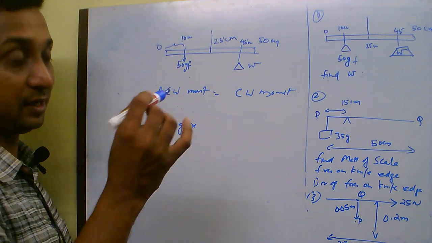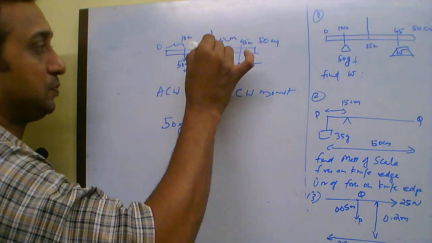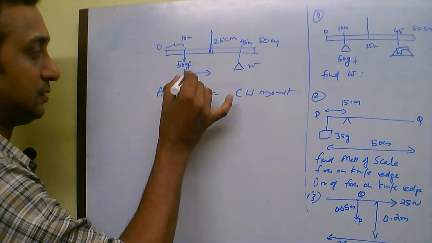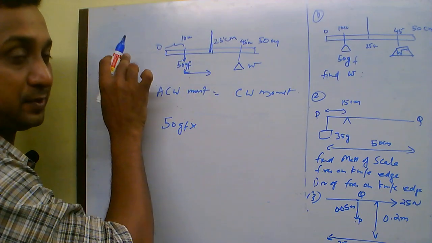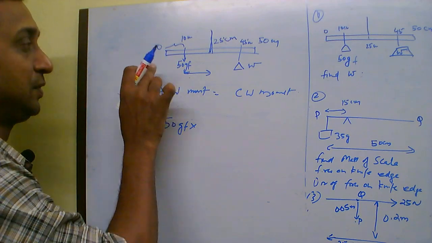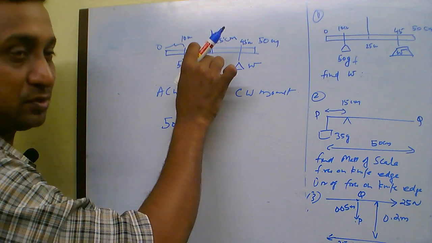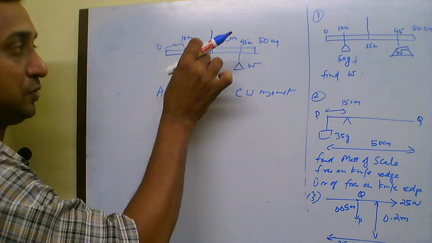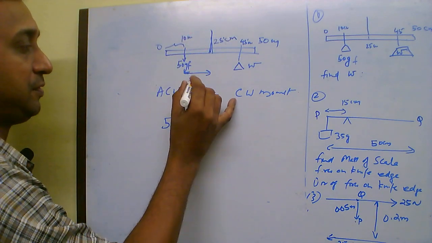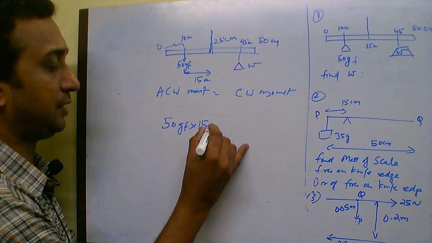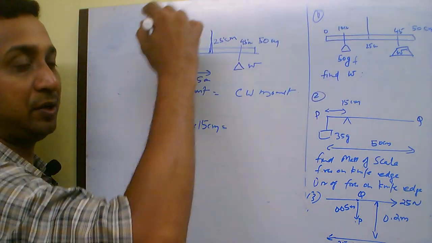See, this is the axis of rotation. From about this point only it can rotate. So distance should be taken from this, not from this end. Normally students will choose the already given 10 centimeter, so they will take it as 10. No, it is from the axis of rotation you have to measure. So 25 minus 10, this distance will be 15 centimeters. So 50 gram force into 15 centimeter makes it turn anti-clockwise.